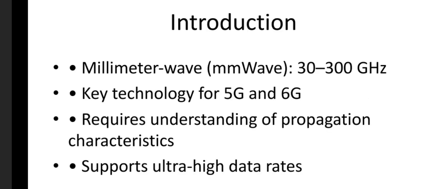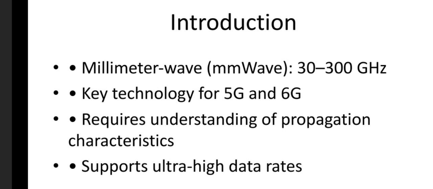In this session, we are going to see about a radio wave propagation mechanism which is being employed in millimeter wave communication. Just an overview or outline on millimeter wave communication. This millimeter wave communication, we know, will work on 30 to 300 GHz. The key technologies are employed in 5G and 6G communications.